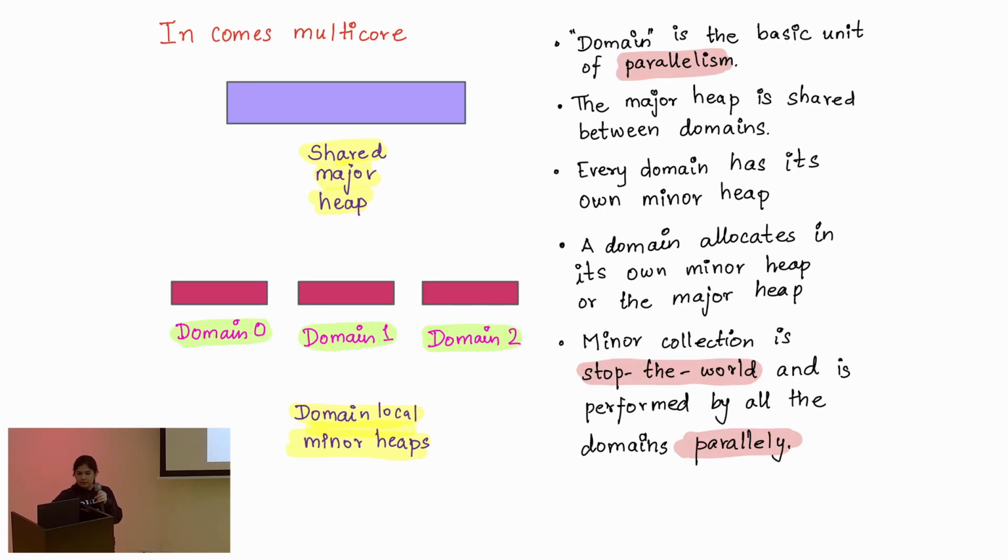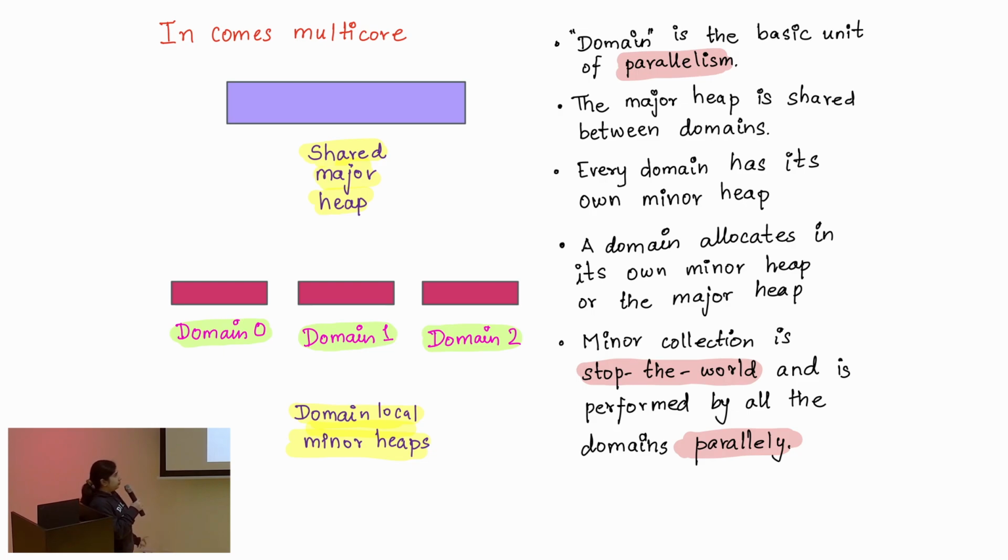Right, and what happens when we have multicore? The difference here is that we still have one shared major heap, which is large in size, but every domain has its own minor heap. So you have as many minor heaps as the number of domains. In the example here, I have 3 domains. So we have one shared major heap, and we have 3 different minor heaps.